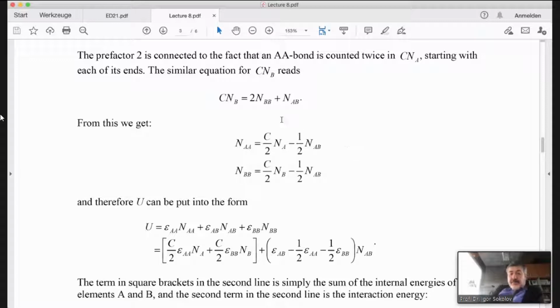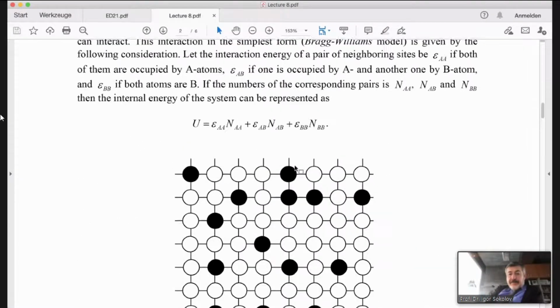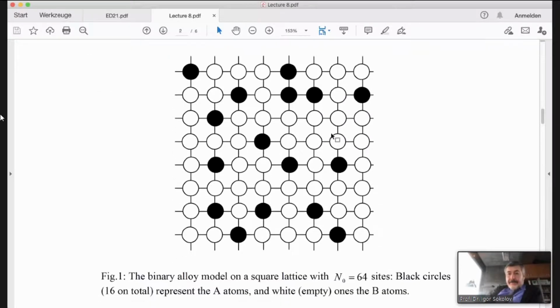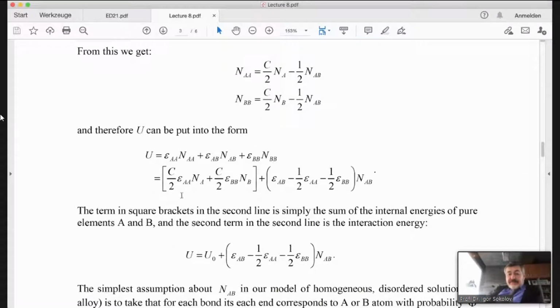And now I put this expression here into my expression for the internal energy. And this is what I get. Now let us look at the terms and enjoy them. Because what is this?